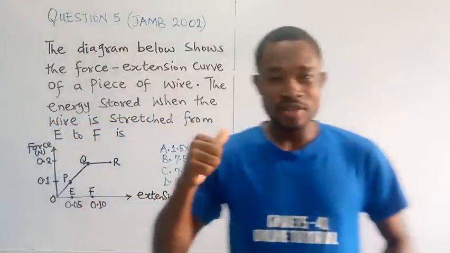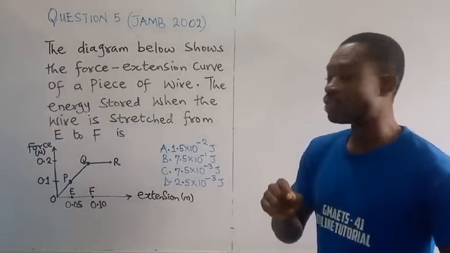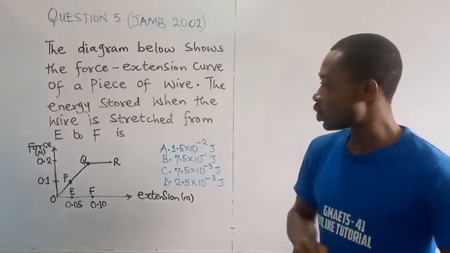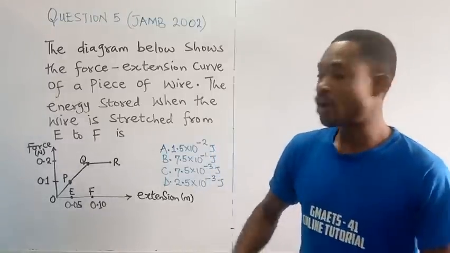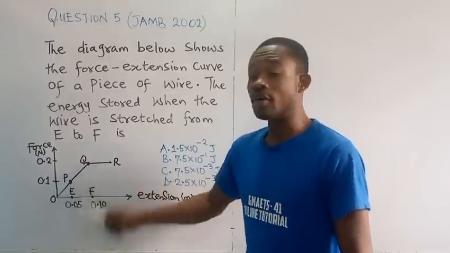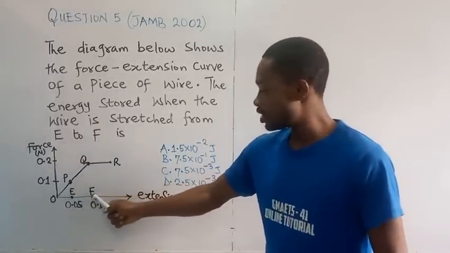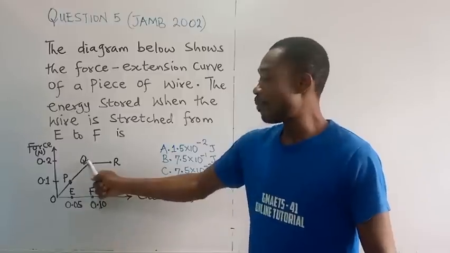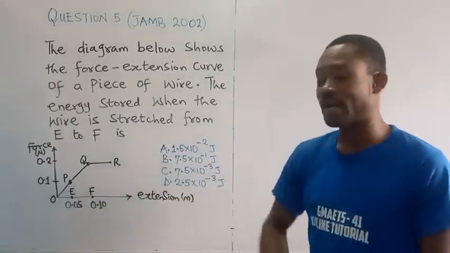All right, so we've got the next question here, number 5. The diagram below shows the force extension curve of a piece of wire. The energy stored when the wire is stretched from E to F is, so we've got this diagram, say point E and point F. This is the curve. So when the wire is stretched from point E to point F, if you trace it, you see it will correspond to point P and point Q. Are you following, right? We are required to find the energy stored in that wire in this case.